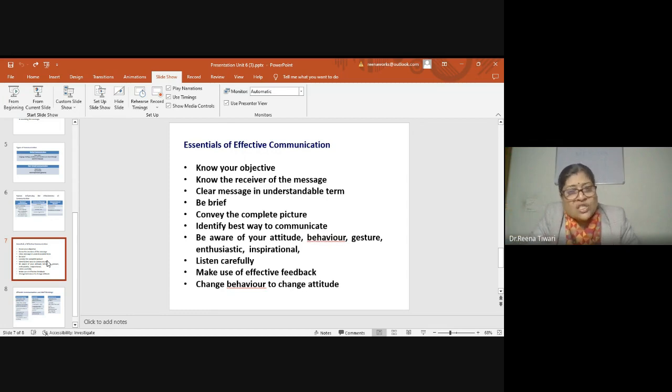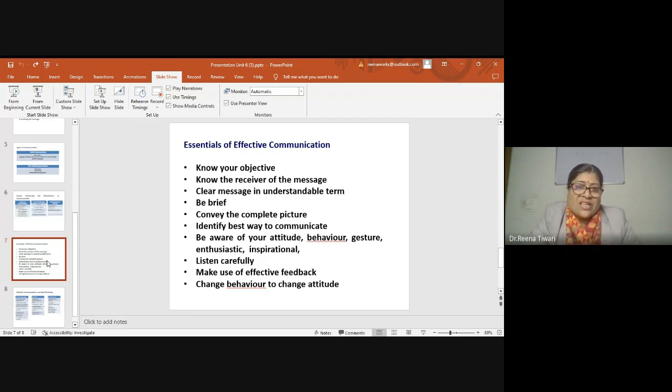No one is here to stay for long. But what is most important is our behavior, because that behavior is not only responsible for our present position or what we do, but it is also remembered long after we are gone from this world, or we are transferred from a particular place or a school.